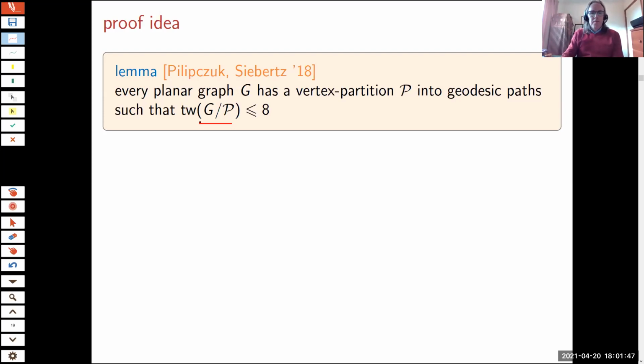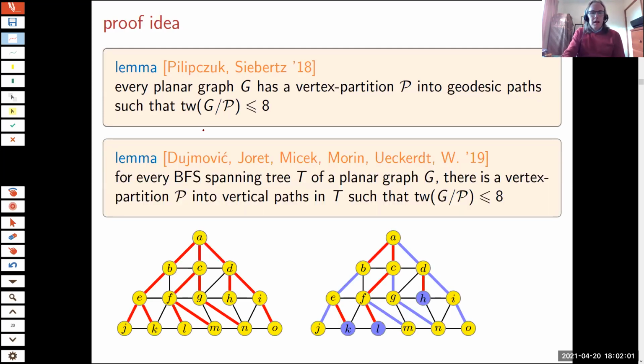It's a lovely theorem, and it has an absolutely beautiful proof, highly non-obvious, with a very clever induction setup. So what we did is just took their lemma and tweaked it a little bit. And this is how we tweaked it. We said, take any BFS spanning tree of a planar graph, then you have the same setup. There is a vertex partition, but now we say that the paths of this partition can be found in the tree. And they also have the property that they're vertical within the tree. So vertical means, well, this tree's rooted.